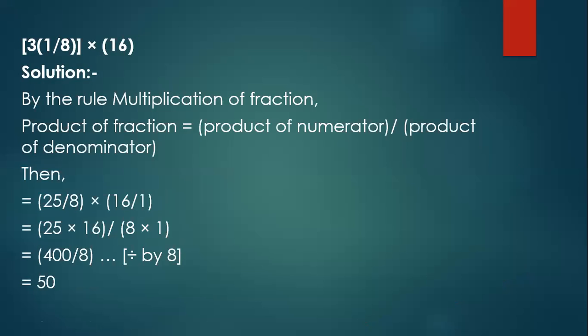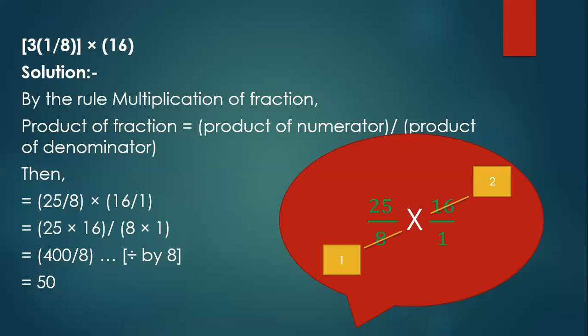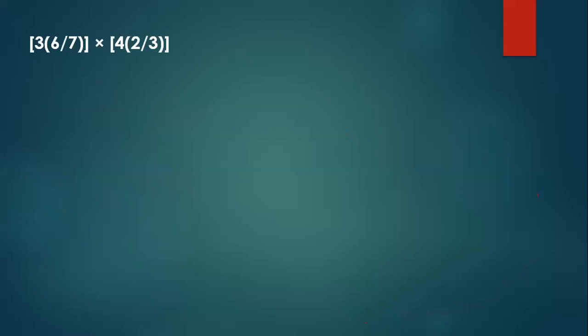Either you do it this way, multiply the numerators, multiply the denominators, or write it this way like I have written in the red thing. 25 by 8 multiplied by 16 by 1. Children, it's very clear. 8 and 16, they both can be cancelled out by 8, 1 times and 2 times. 25 multiplied by 2 gives us 50. Okay. Don't you think that when you cancel out things, the things become extremely easy for us? Let's take one more example.